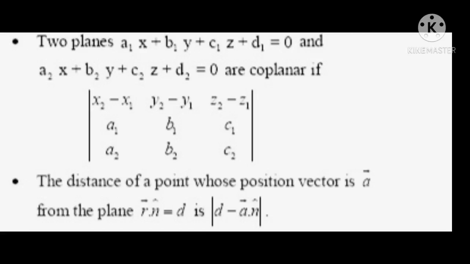So this is a common representation of a plane, and here we can find the distance of a point whose position vector is a. We are given a point whose position vector is a. Now we have to find the distance of that point from a plane whose equation is given to us. So that would be mod of d minus a vector dot n cap.